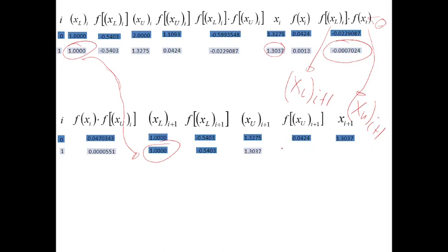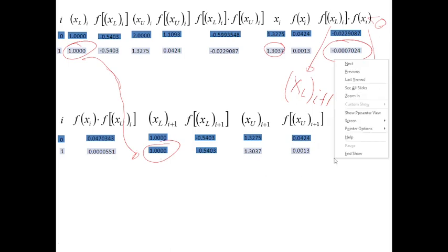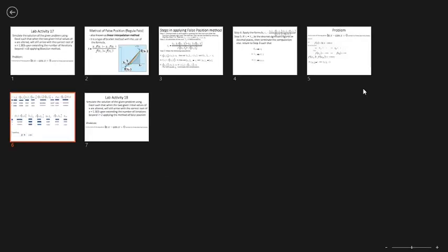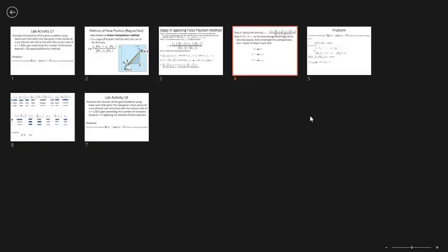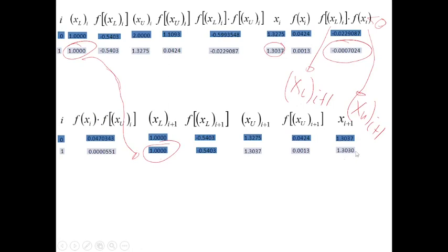Then, ln 1.3037 minus cosine 1.3037 bibigay ay 0.0013. And then, applying step 4. Check natin. Applying step 4. Tama ba? Ito, step 4. Makukuha natin yung x sub i plus 1. That is 1.3030. Okay.